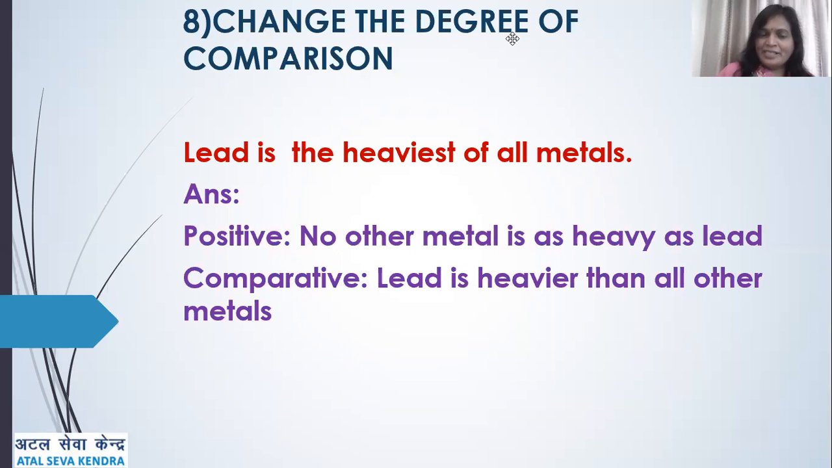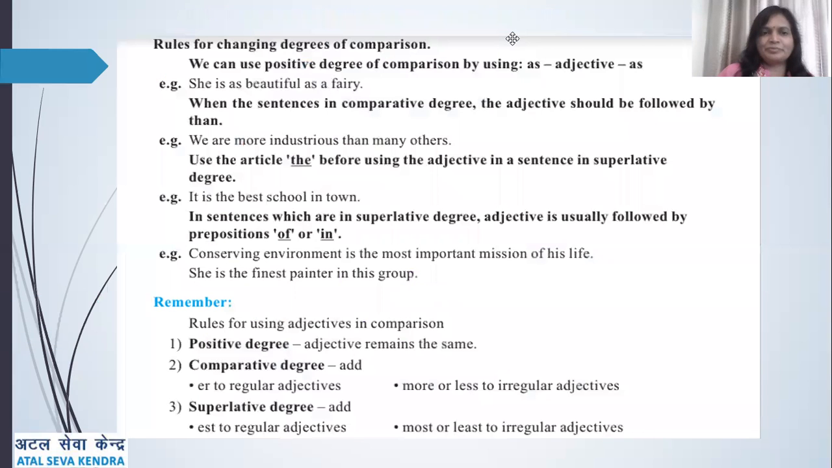All right. So this is a sentence which is given in superlative degree. So we have to change it to both positive and comparative degree. No other metal is as heavy as lead, positive degree. Lead is heavier than all other metals, comparative degree. Let us see some rules here.